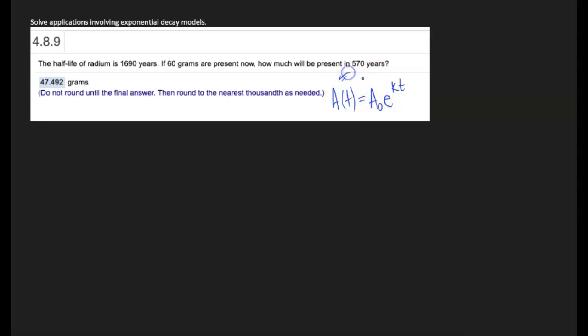We can consider them as okay, we have values here. And we also have that value T for the half-life. We know that it takes 1,690 years. So using just this one number, we can find our missing piece of our model, K. Okay, so let's do that part first, just with that one number.